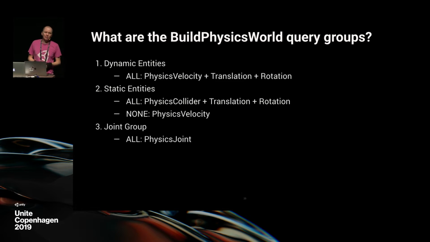And then respectively, static entities require a collider, translation, and rotation, and they must not have a physics velocity. Anything that satisfies those criteria is part of the static collision world. And then joints are just individual entities that describe a constraint, and then two entities that are constrained by that relationship. That's in contrast to the monobehavior model where you had a joint as a component on one of the bodies maybe. The idea here is that this is an altogether separate entity that's describing two other entities that are constrained to one another.